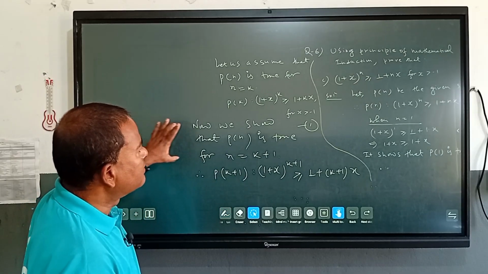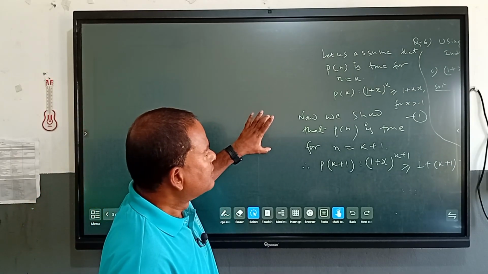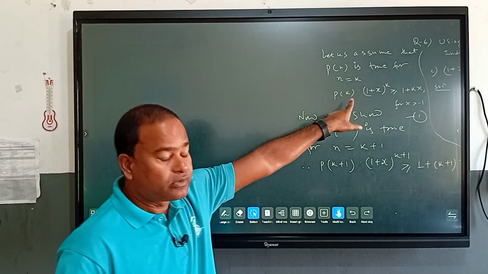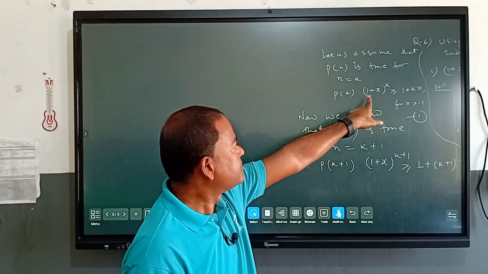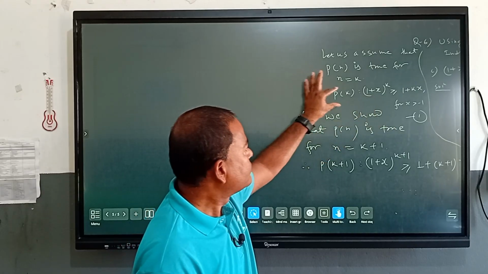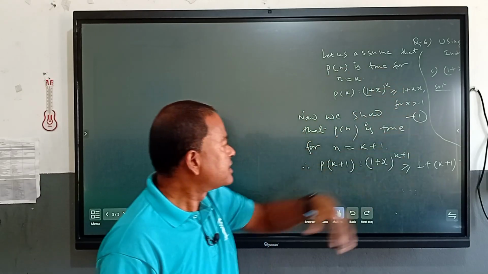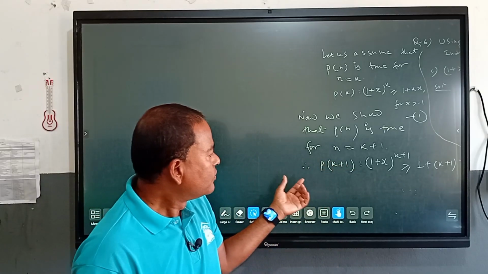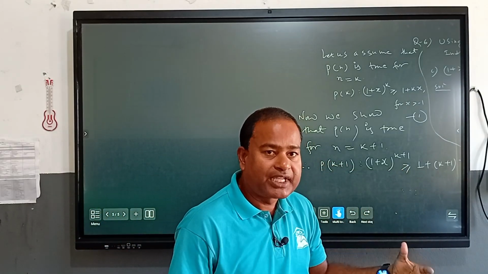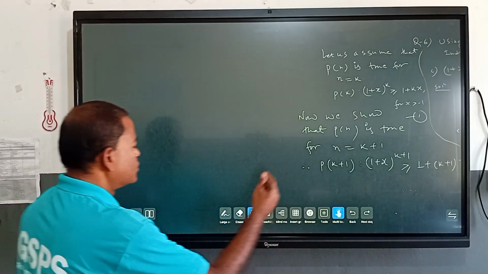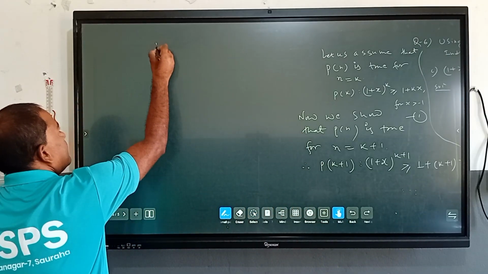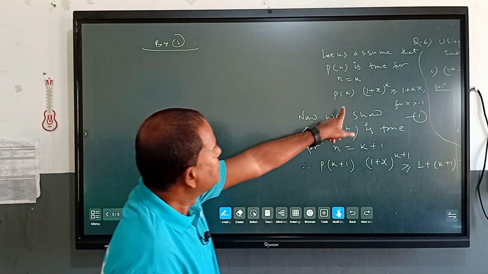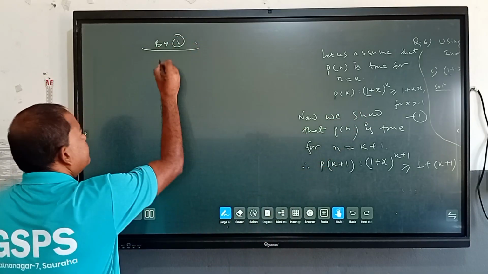So dear students, now we have supposed that the given statement is true for n equals k. So we are going to use this statement, and we show that it is true for n equals k plus 1. That means we'll show that this statement is also true. So by 1, let's write down by 1, we have the statement.